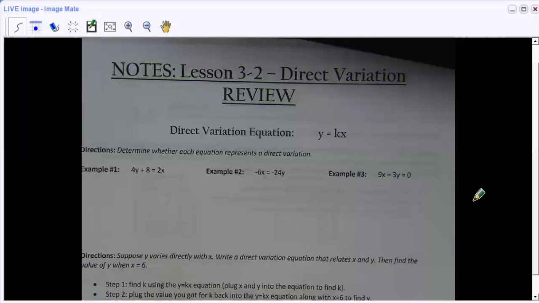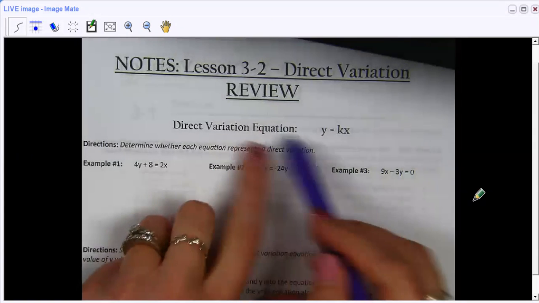So lesson 3-2 review is all on direct variation. The key to direct variation is your y-intercept is 0. It goes through the origin, okay? And this is the equation, your direct variation equation.